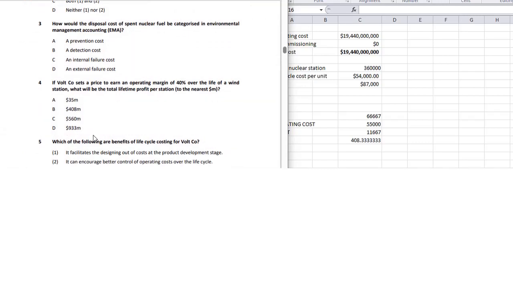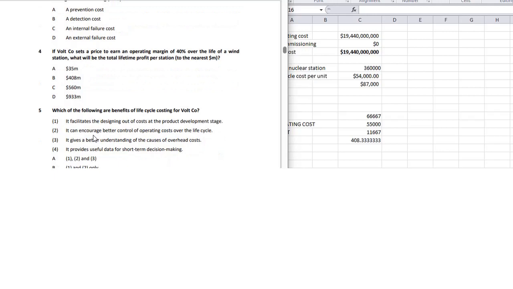Which of the following are benefits of life cycle costing for Voltco? It facilitates the designing out of cost at the product development stage. It means we will try to find ways to improve the cost. This is right. And it can encourage better control of operating cost over the life cycle. This is also true.